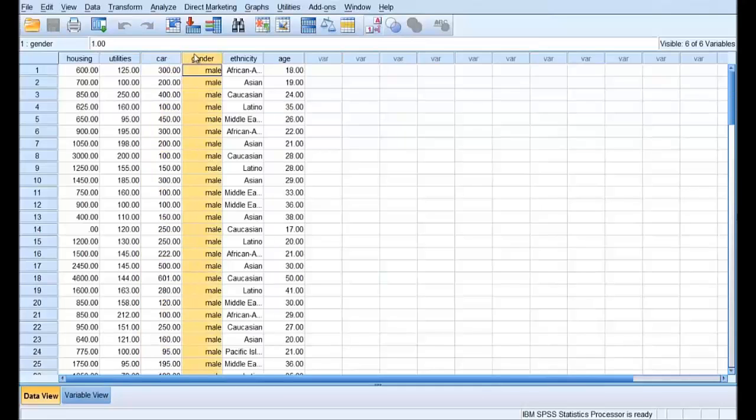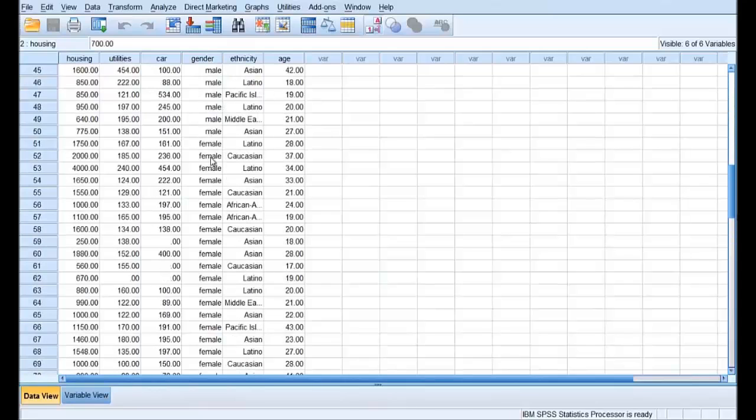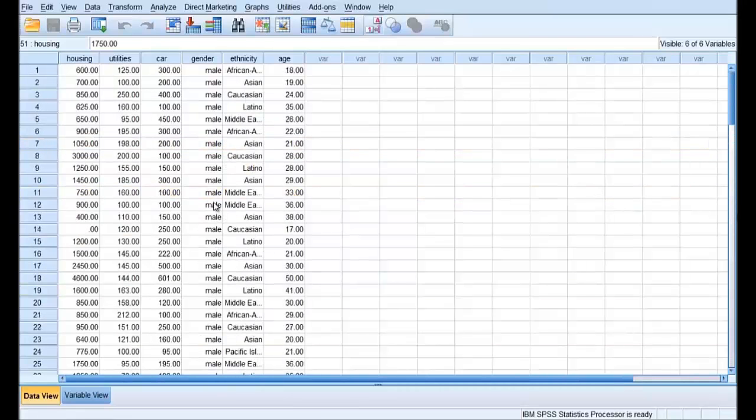The next category is the gender of each person. So participant number 1 is a male, participant number 2 is male, and it looks like the first 50 people are male, but then the next 50 people are female too. So it's an even split between males and females in this category. Also in the next category is each participant's ethnicity. And then finally, the last column is their age in years.